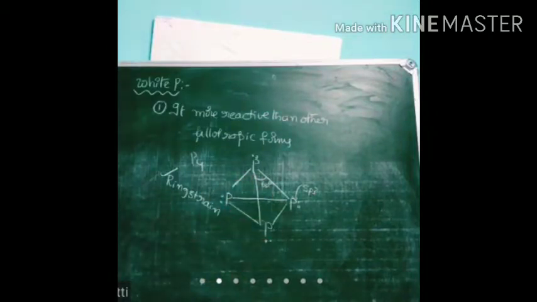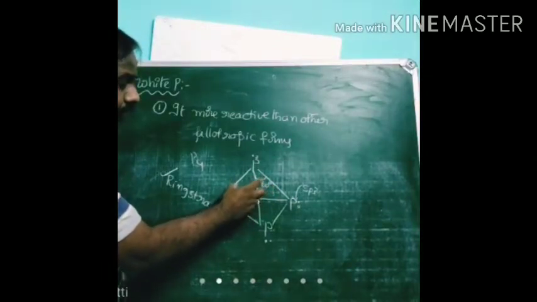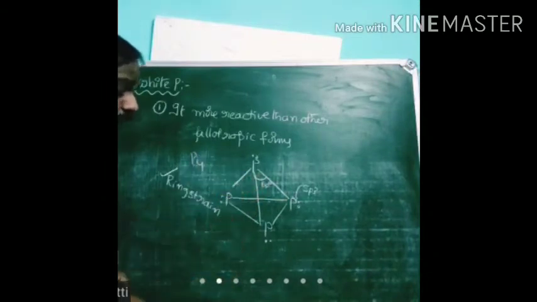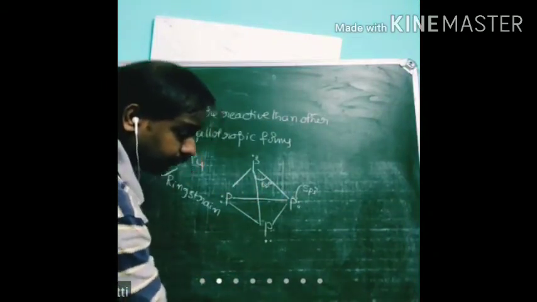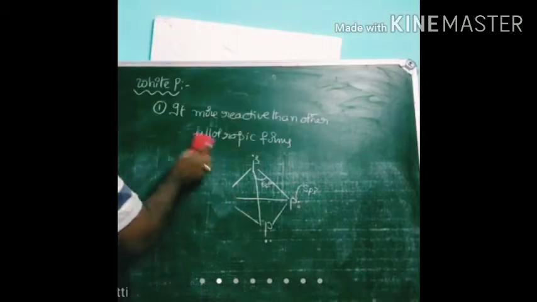Remember, if any ring strain is there in a cyclic compound, that compound is more reactive. If the bond angle is less, then internal strain will be more. If internal strain is more, then the compound is more reactive. So because of this reason, white phosphorus is more reactive, due to ring strain.